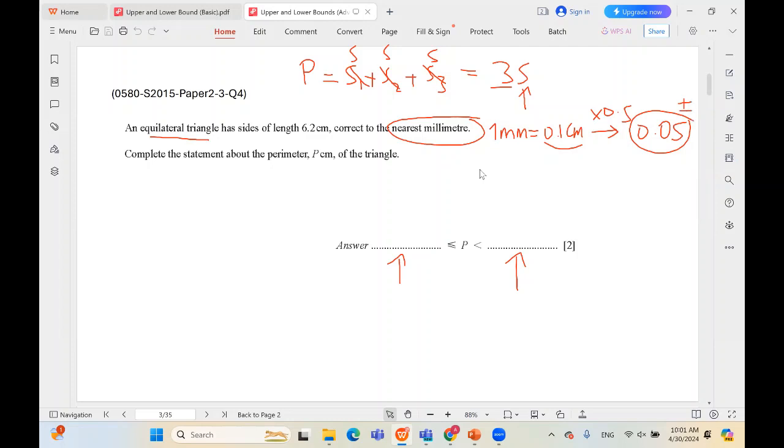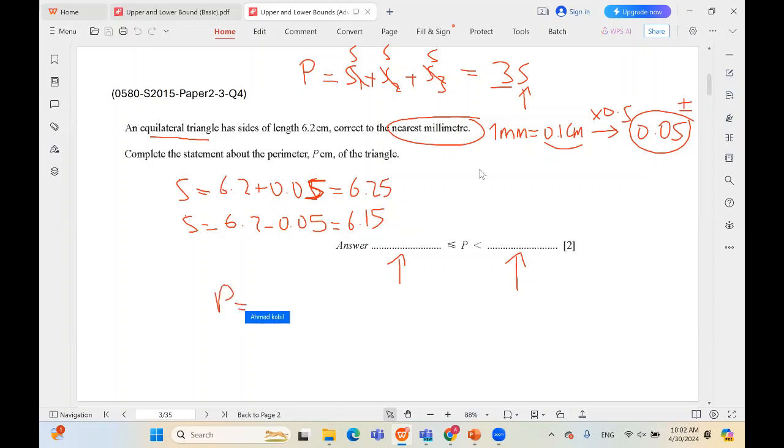So s will be 6.2 plus 0.05, or 6.2 minus 0.05. Let me just fix this 5 so that it's different from s. So our numbers will lie between 6.25 and 6.15. The perimeter is 3 times s. So the perimeter will either be 3 times 6.25 or 3 times 6.15.